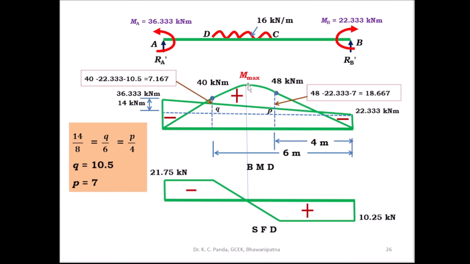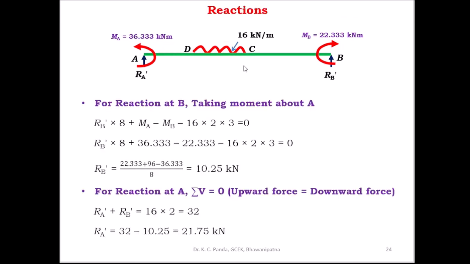And you have to find out the maximum positive moment where the shear force is 0. So first you have to find out the reaction by taking the load and the moment. Then after knowing the reaction, you find out the shear force at different positions. Then you can plot the shear force diagram. Then after getting the shear force, you find out the maximum bending moment. Here you have to take the load and the moment.